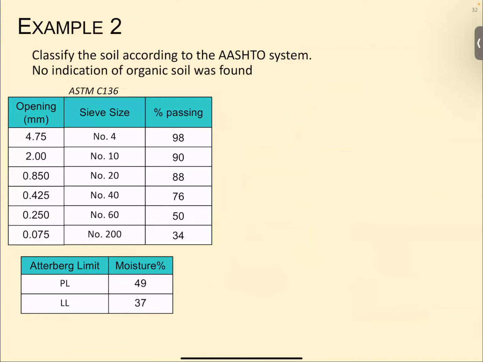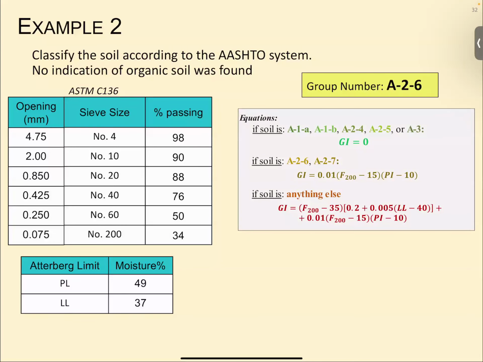So for the group index, A-2-6. Let's calculate our group index. For an A-2-6, we would have to use that middle equation, so 0.01 times FC, or percent passing 200 sieve, minus 15, and then PI minus 10, multiply those two. This is always going to be shown or calculated in percentage form. So if we show that math, 0.01 times 34, which is our percent passing the 200 sieve, minus 15, and then 12, which is our plasticity index.